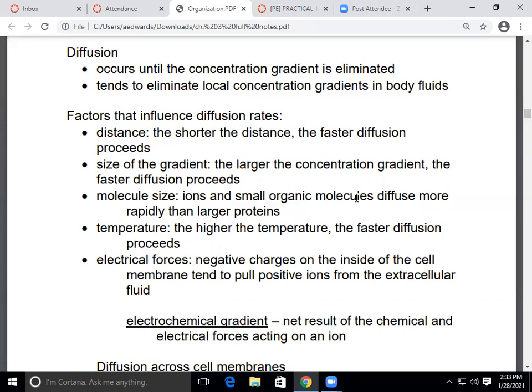And that leads us to what we call an electrochemical gradient, which is basically a net or a total of your chemical forces and your electrical forces that act on an ion, because both of these things are happening at the same time. So if you have an ion and there's a certain amount of the ion on one side of the cell membrane and a certain amount on the other side, there's a concentration difference, but there's also a charge difference, okay? And both of those things kind of have to get to equilibrium. That's an electrochemical gradient.